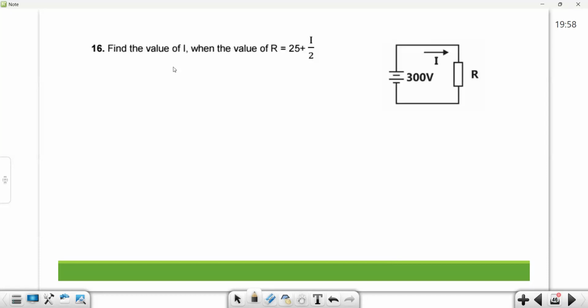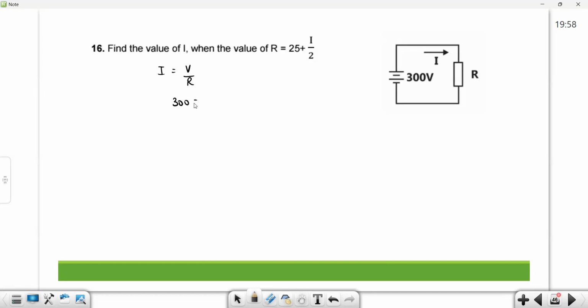It is very simple. The R value is given, find the value of I. R is there, V is there. So what will be the I? I is equal to V by R. Yes. And here V is equal to IR.